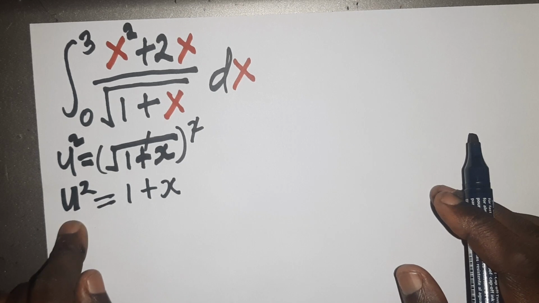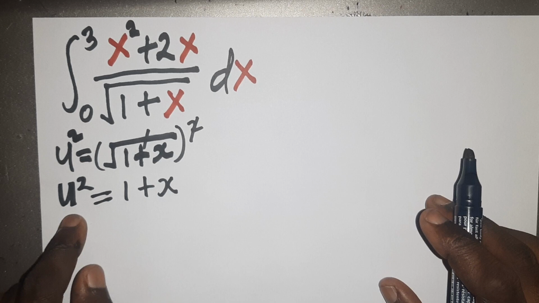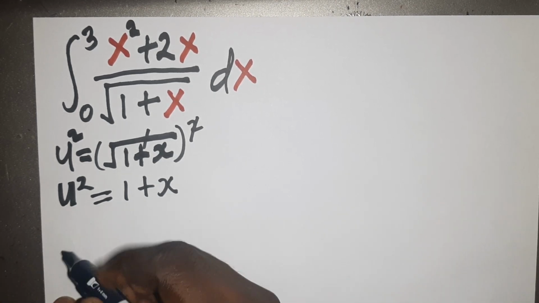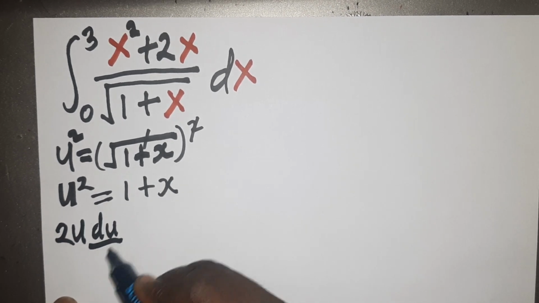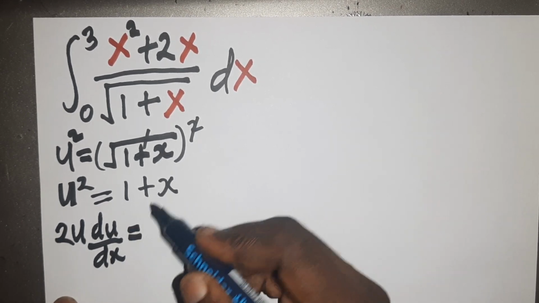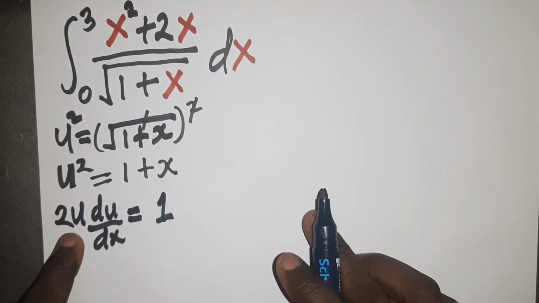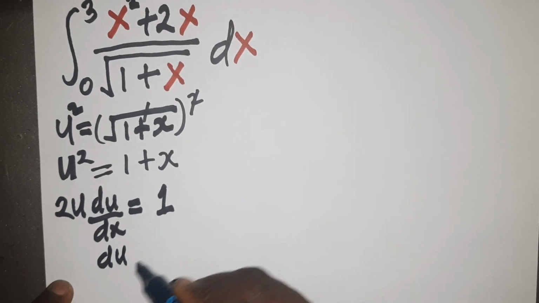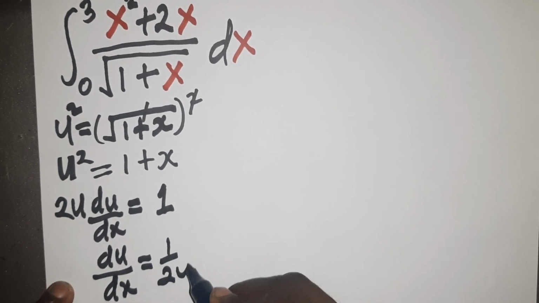And now that u is fully involved, u is the dependent variable here, we will now differentiate implicitly. So differentiating u squared, I have 2u du over dx, equal to, then here the derivative of 1 is just 0, the derivative of x is 1, and I can divide through by 2u. I will then have du over dx equal to 1 over 2u.